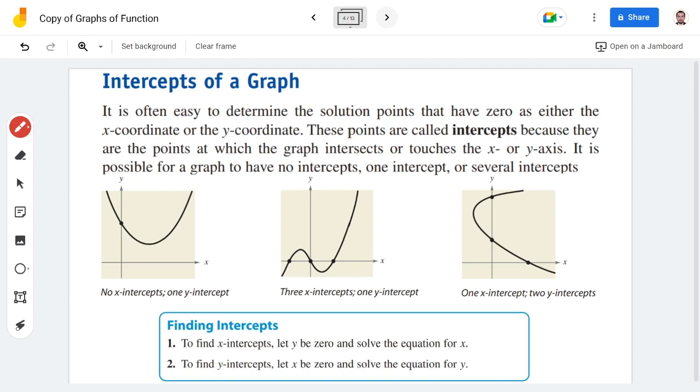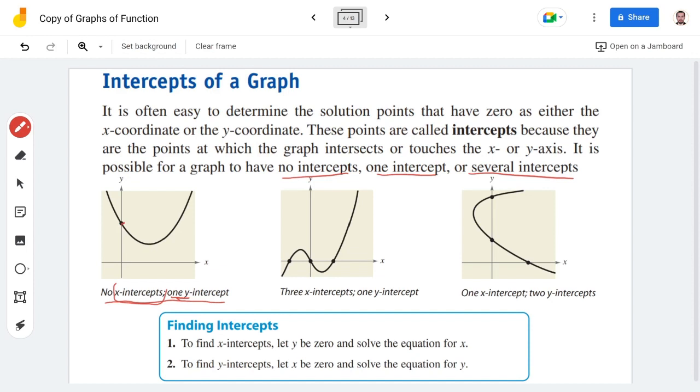Perfect. So as you can see here, the graph could have no intercept, one intercept, or several intercepts. So look at these 3 graphs here. The first one has no x-intercept, but there is one y-intercept. This is the y-intercept, so the function intersects the y-axis at one point. Okay? And the second one here, how many intercepts do we have?